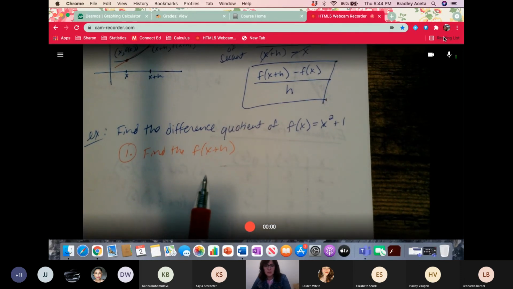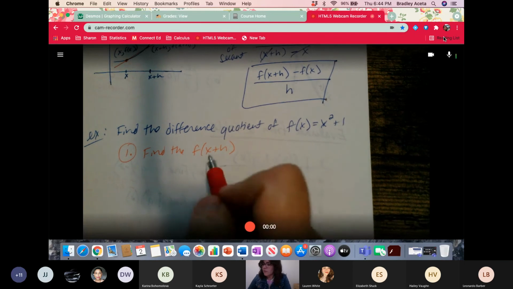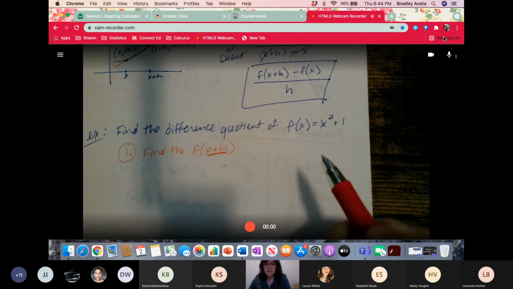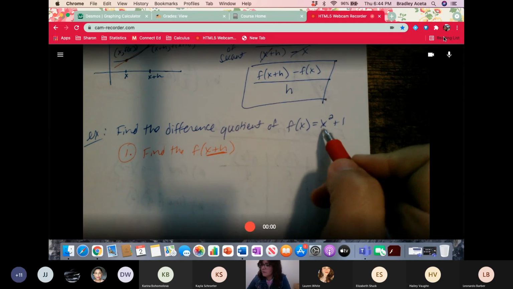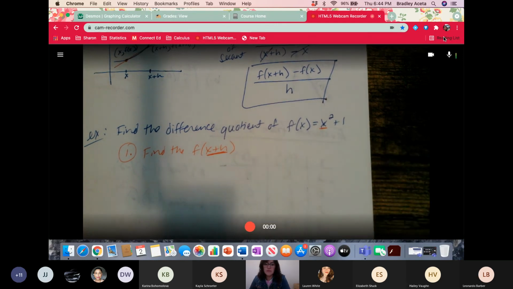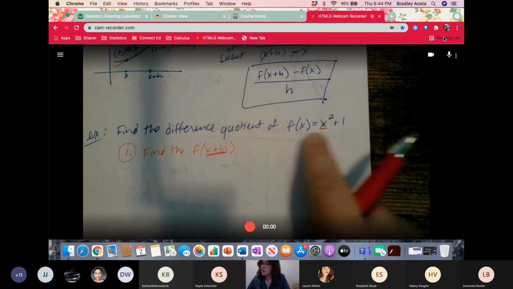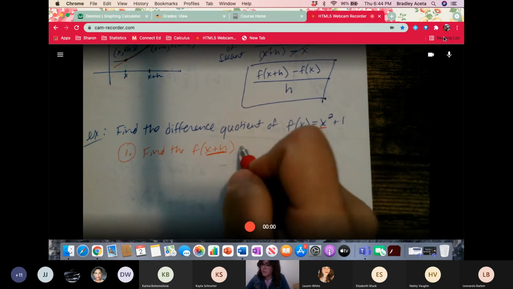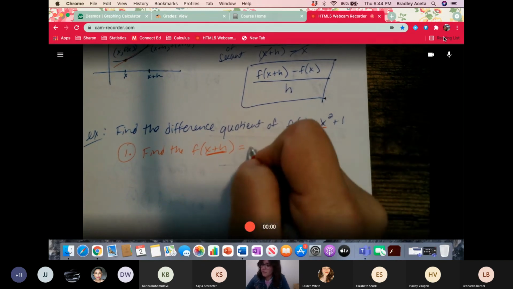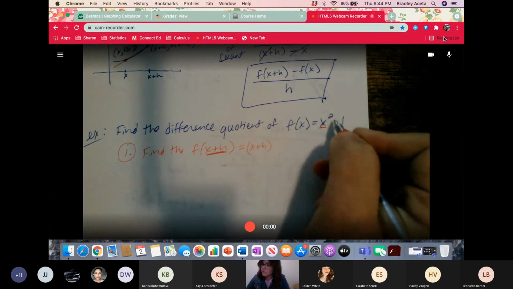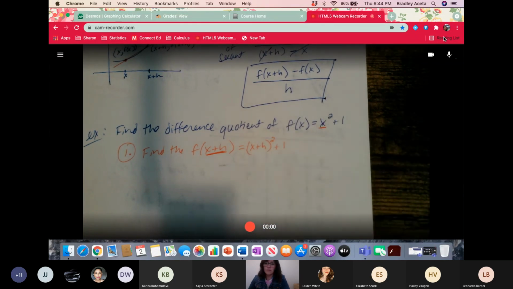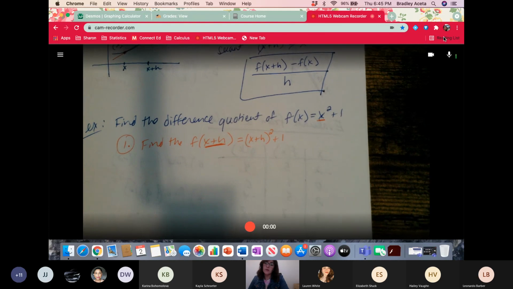Now, what does that really mean? Well, it means wherever you see an X in the function, you put in X plus H. You're rewriting this function with an X plus H. If this was a 5, you'd put a 5. Well, if it's an X plus H, you put an X plus H right there. So this would be X plus H squared plus 1.